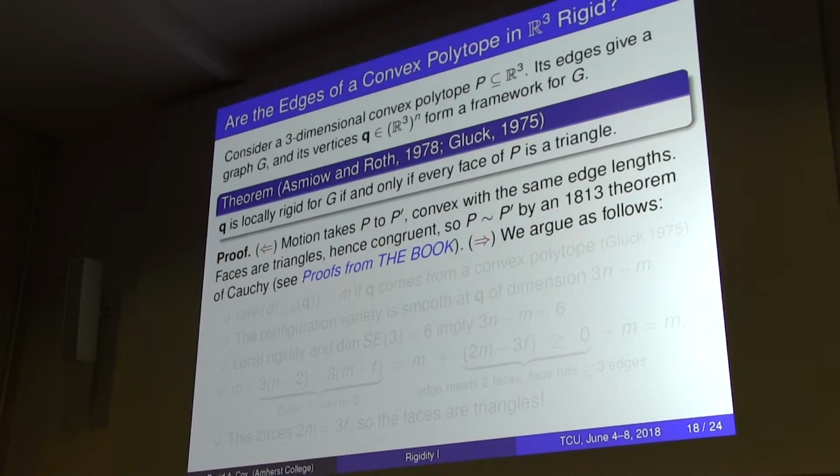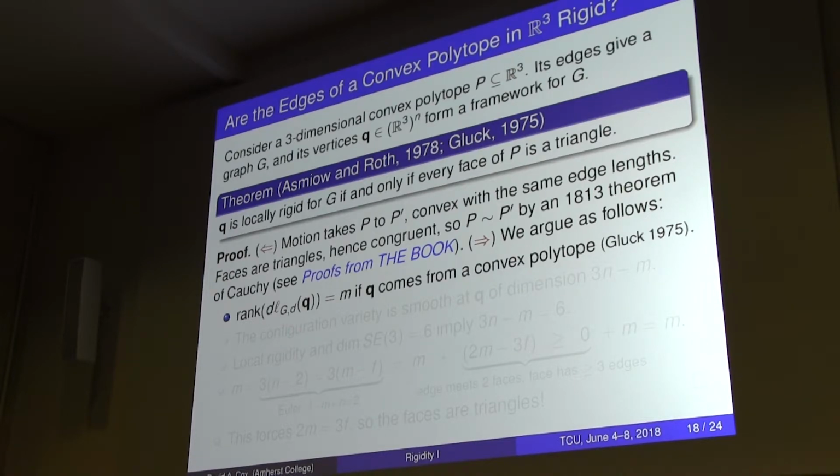And his proof is so good, it made it into the book. If you look at that wonderful book, Cauchy's theorem, it's a modern version, but it's basically Cauchy's proof, and it's very nice. Now going the other way, I'm assuming I'm locally rigid. I need to prove that every face is a triangle.